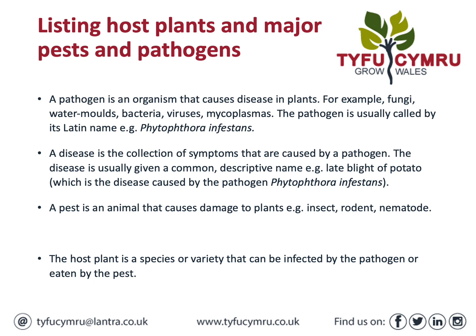A pest is an animal that causes damage to plants. For example, an insect, or a rodent, or a nematode. A host plant is a species or a variety that can be infected by the pathogen or eaten by the pest. It's probably worth noting here that sometimes, particularly in government documents, pests and pathogens are both called pests.